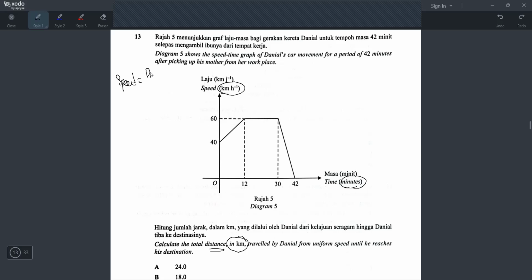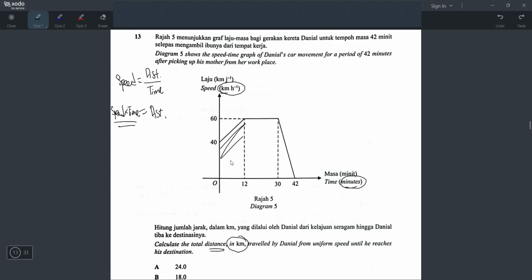Okay, first of all, let's talk about the speed formula. Speed formula is actually distance over time. So how to calculate distance then? You have to take speed times time. It means you have to take your y-axis, which is your speed, times your x-axis, time. So if you look at the graph, your y-axis is speed and your x-axis is time, which means you are finding area. You are finding the area under the graph. Under graph means below the line.